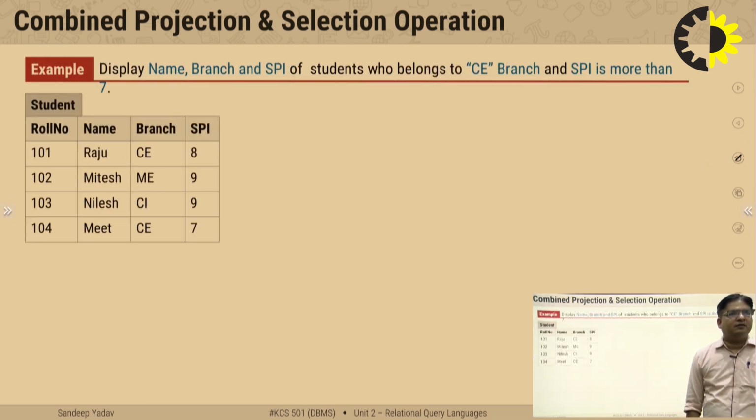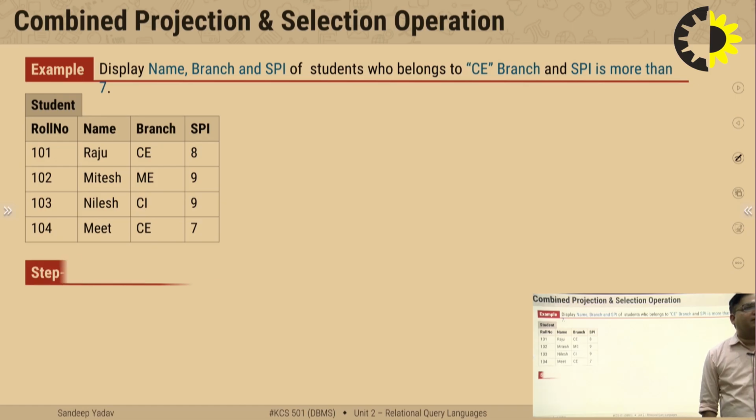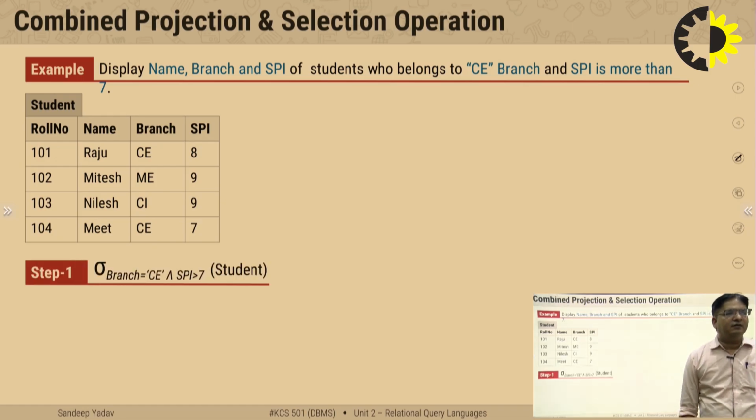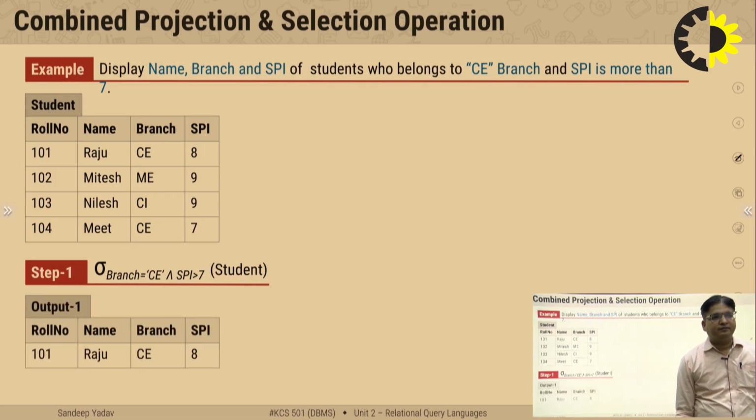Now, some more complex query: display name, branch and SPI of students who belong to CE branch and SPI is more than 7. So, there are two conditions, that branch should be CE and SPI should be greater than 7, and 3 attributes are required. So, let us see step 1. First, we need to mention the condition. So, branch equal to CE and SPI is greater than 7, right.